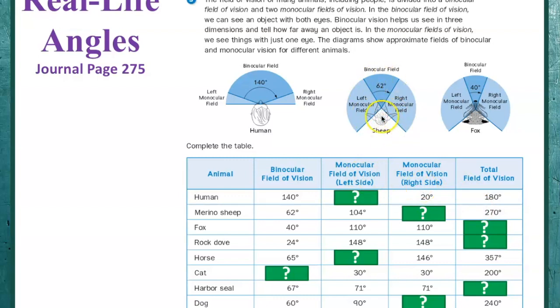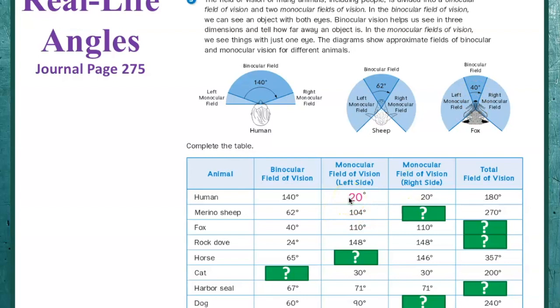You can see with a sheep, for example, a sheep can see 62 degrees in front of it, but uses its left eye for some of it and its right eye for some of it. The fox can see 40 degrees with both eyes in front, but uses the left eye for a lot and the right eye for a lot. So we have to figure out, knowing the total field of vision, what is the left and right eye, which you're going to be doing down here.